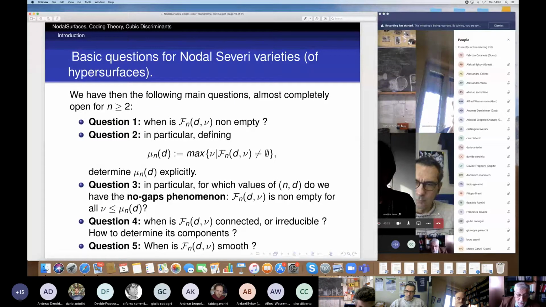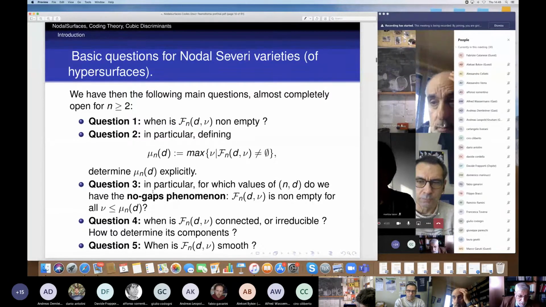We have seen already for curves there is some inequality for Ni. Since this variety has a finite number of components if I fix n and d, there is a maximum of the Ni such that this variety is non-empty. And this is called mu_n(d). And the difficult question is to determine this number explicitly.